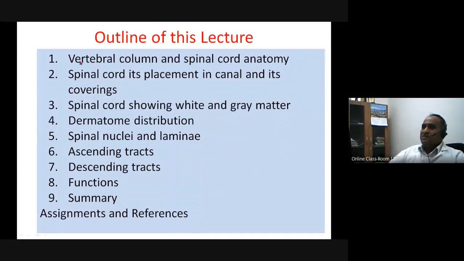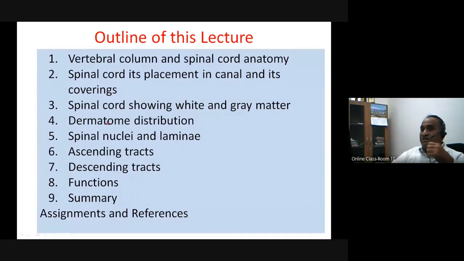One, I describe the anatomy of the vertebral column and spinal cord. Very briefly, I will not go into the details as your anatomy teachers do. I will mention the spinal cord, its placement in the vertebral canal and its coverings briefly, because we come across these terminologies very often. Then I will tell about the distribution of the white and gray matter in the spinal cord, and how it is distributed at different levels.